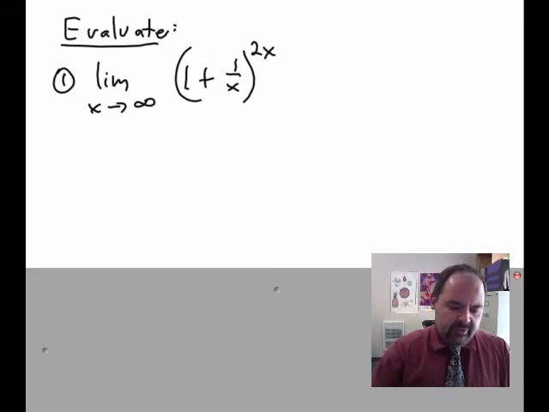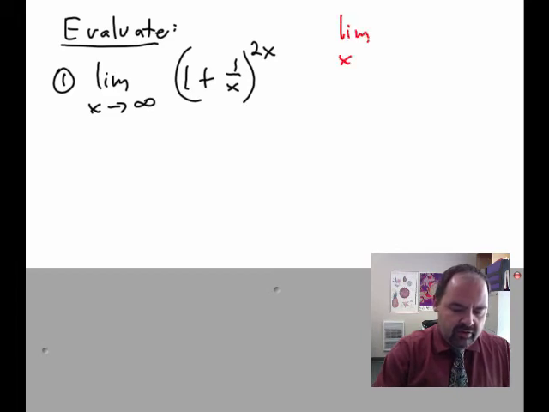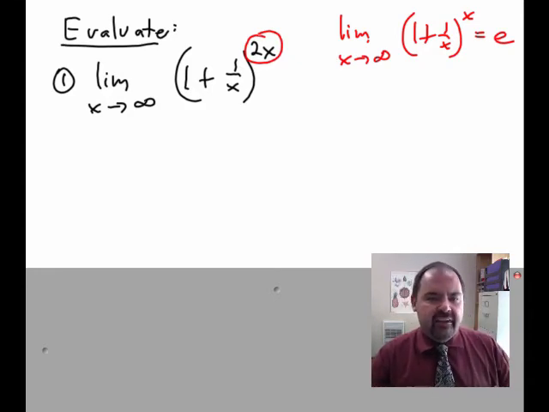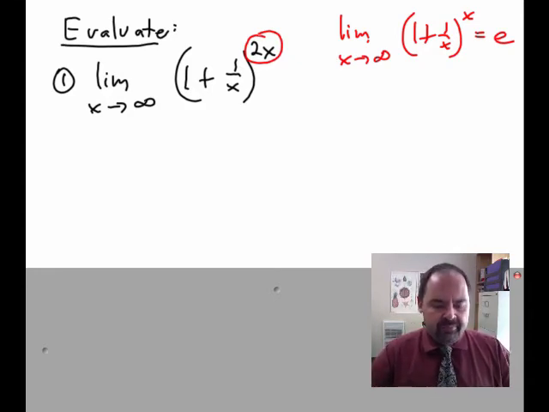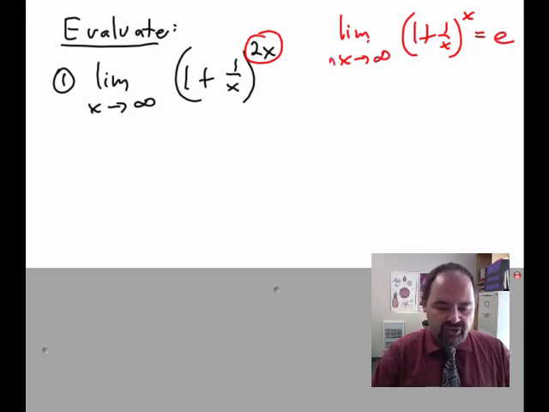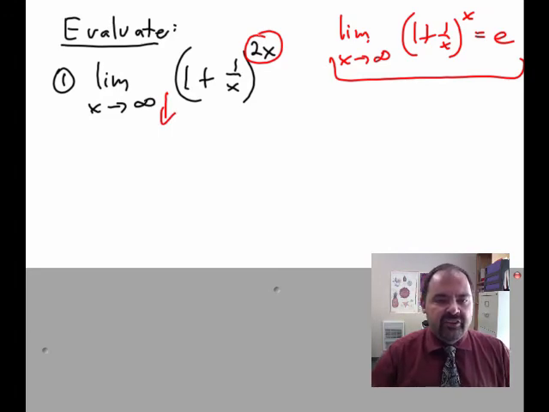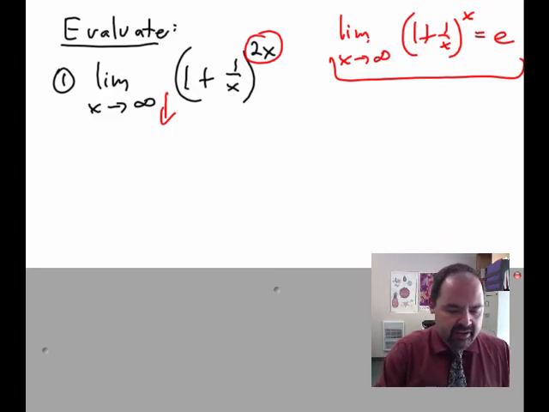You'll notice that this limit is very similar to this limit for e. The only difference obviously being that we have a 2x here. So the question is, how does that affect the answer to this limit? So a common strategy when you have something that's very close to something you already know, which is this, is to rewrite the question in terms of the other limit and make an adjustment.